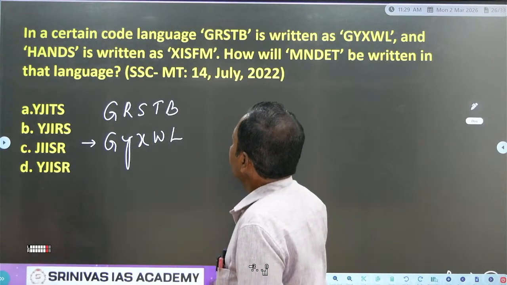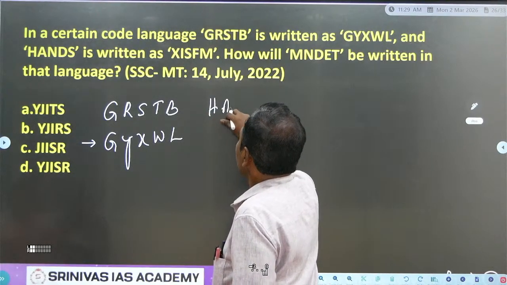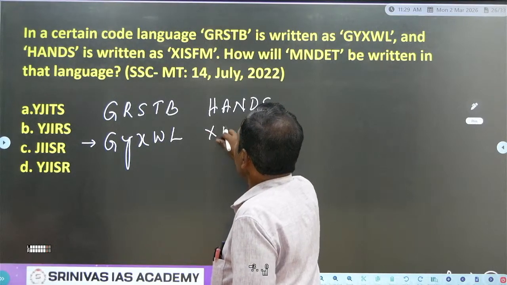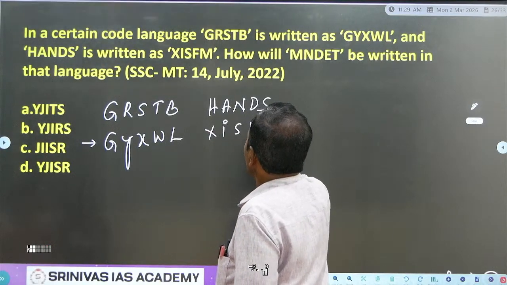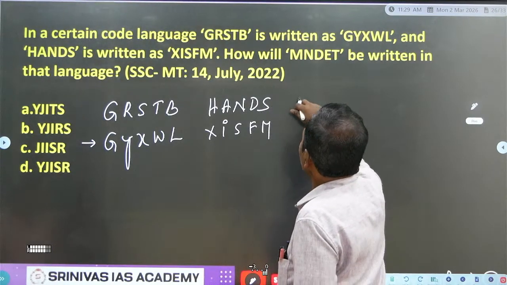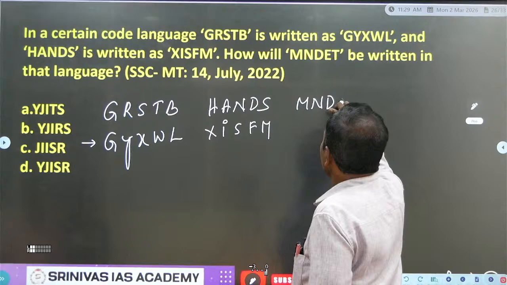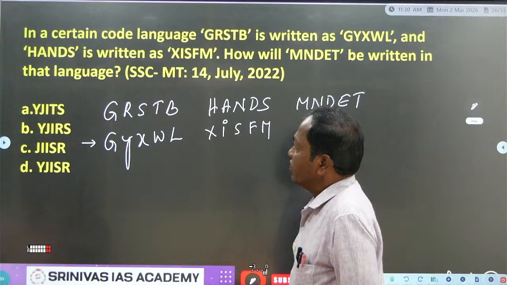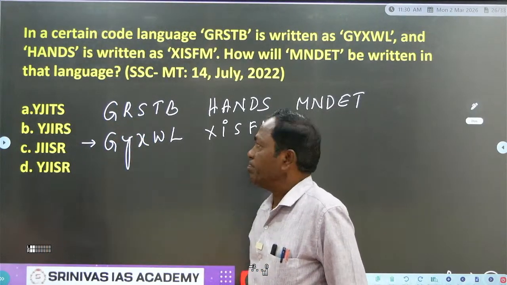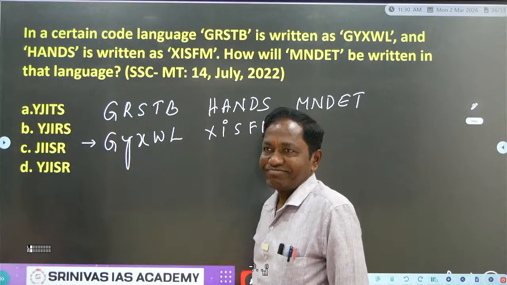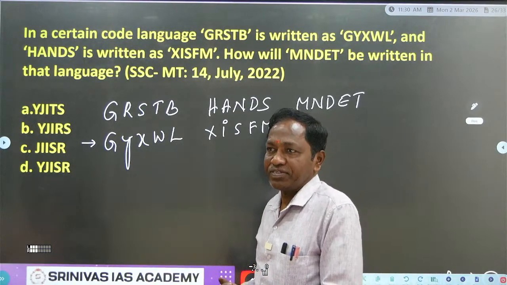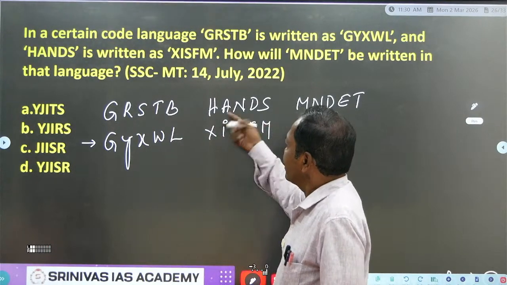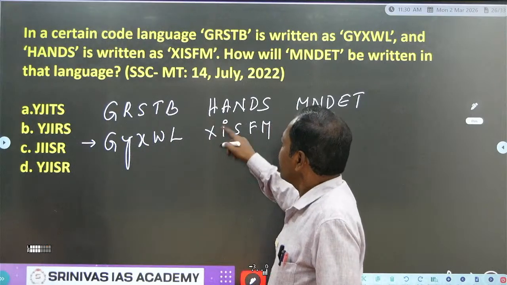WL, HANDS is written as XISFM, and MNDET will be written in that code. Fine. Now, the first letter G is written the same. RY is very far. SX is also very far. BL is very far. Again the first letter is the same, but here it is not.